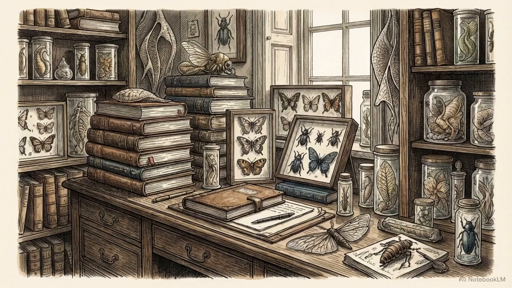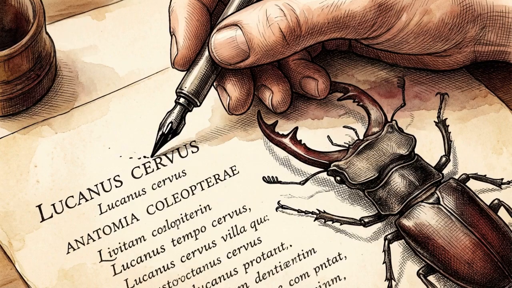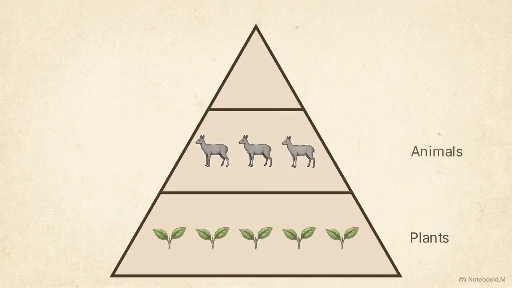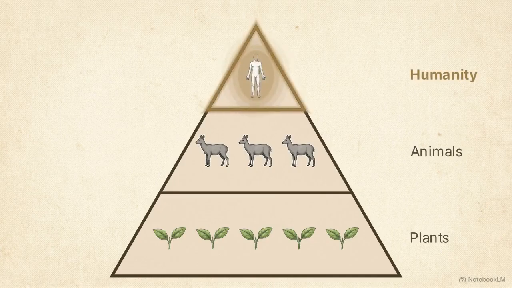In the early 19th century, the study of biology was mostly a massive bookkeeping project. Scientists spent their time observing and cataloging different species, operating under the assumption that life existed in a static, linear hierarchy, with humanity placed permanently at the apex.